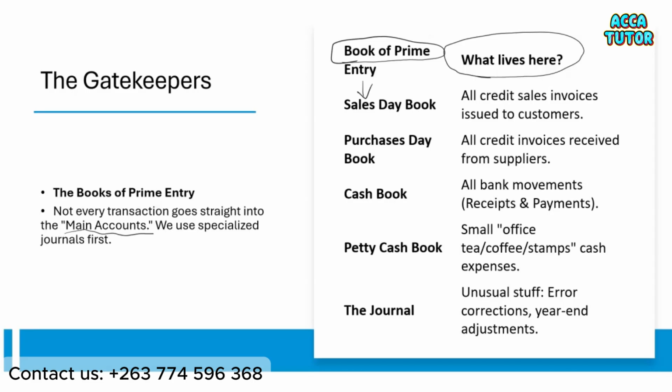So every day we make an entry. Whenever a customer comes to our shop and buys things on credit, we then have to record the transaction in the sales day book. Which means when we originate an invoice to the customer, we then have to capture that invoice in the sales day book. I think that one is clear, loud and clear.